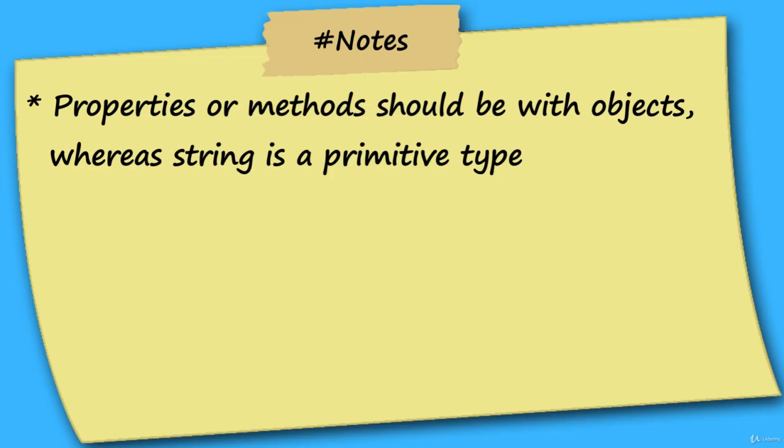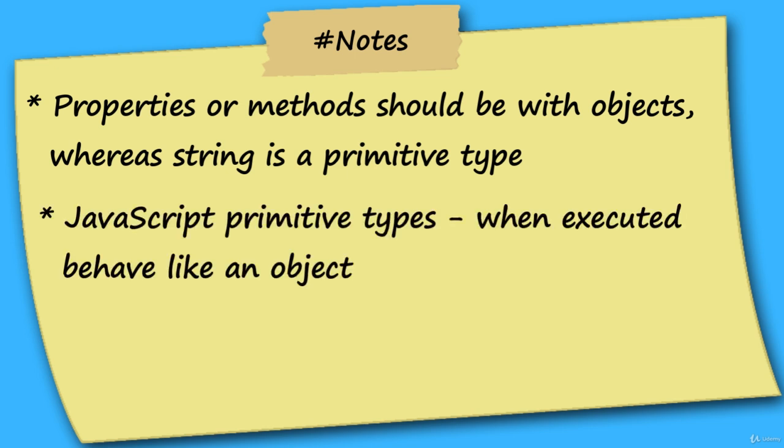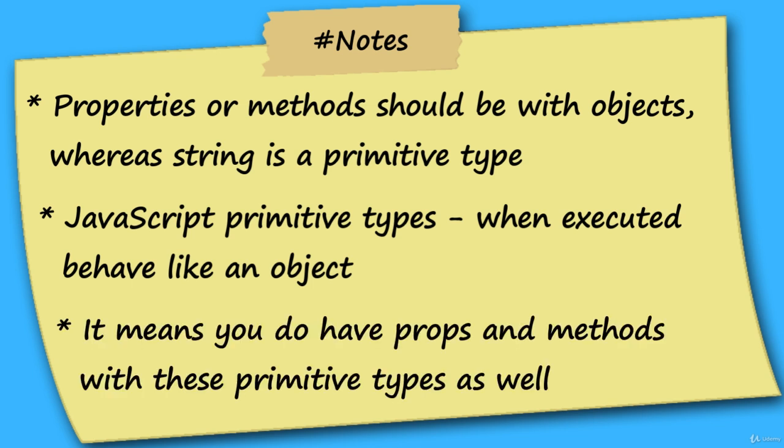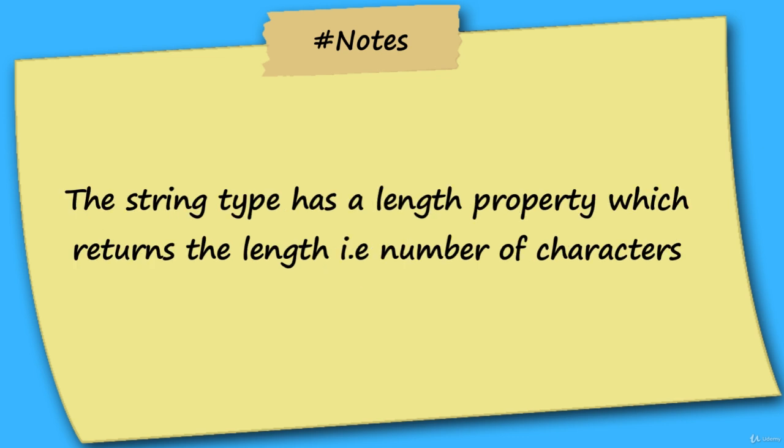Normally properties or methods belong to objects, whereas string is a primitive type. But JavaScript primitive types, when executed, behave like an object. It means you do have properties and methods with these primitive types as well. The string type has a length property which returns the length, that is the number of characters.